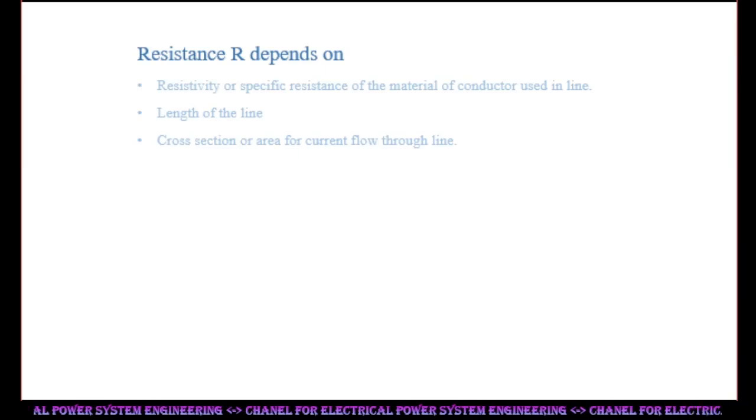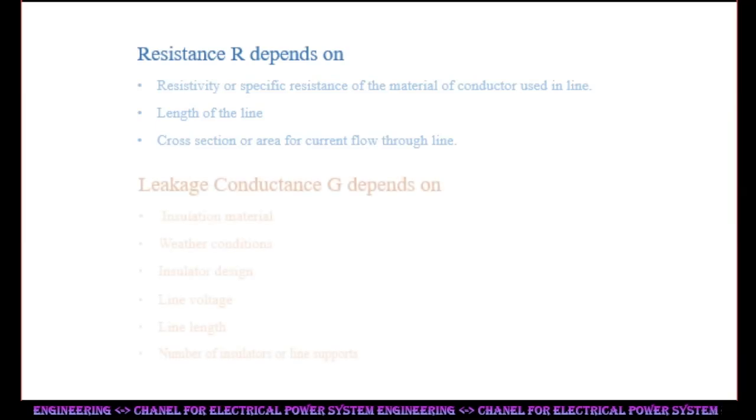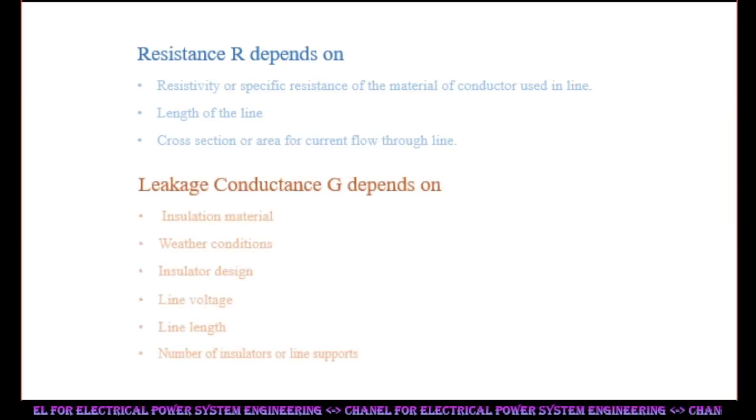Resistance R of the line depends on the following: resistivity or specific resistance of the material of the conductor used in the line, length of the line, and cross-section or area for current flow through the line. Leakage conductance G of the line depends on the following: insulation material, weather conditions, insulator design, line voltage, line length, and number of insulators or line supports.